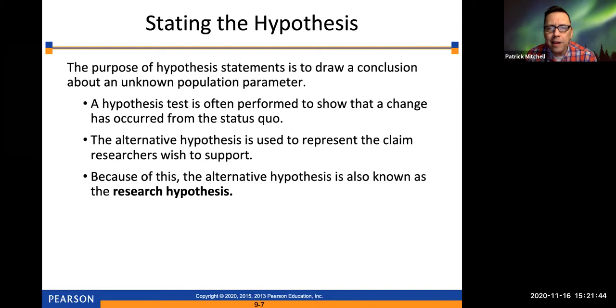A hypothesis test is often performed to show that a change has occurred from the status quo. So in that case, you would reject the null hypothesis. The alternative hypothesis is used to represent the claim researchers wish to support. And because of this, the alternative hypothesis is also sometimes known as the research hypothesis.